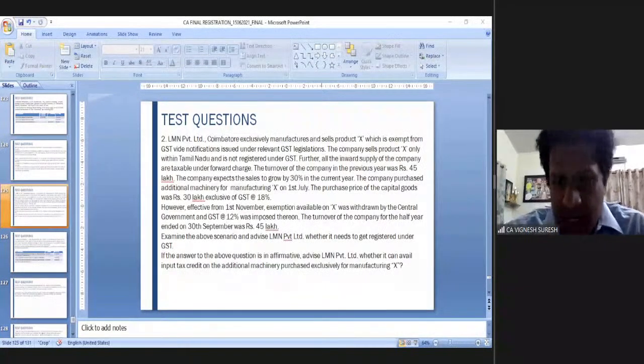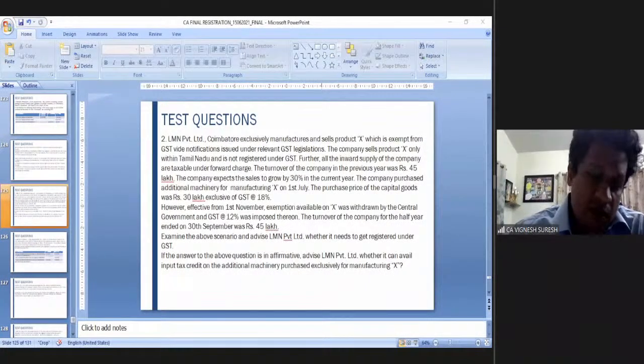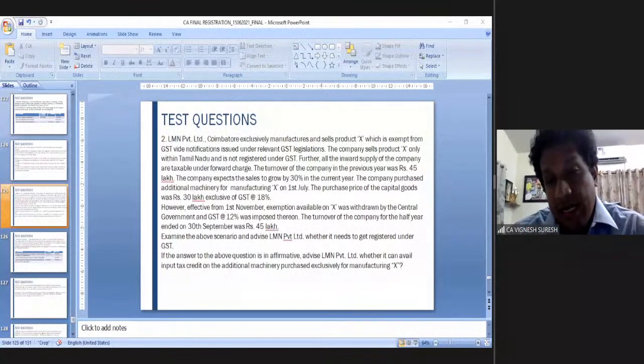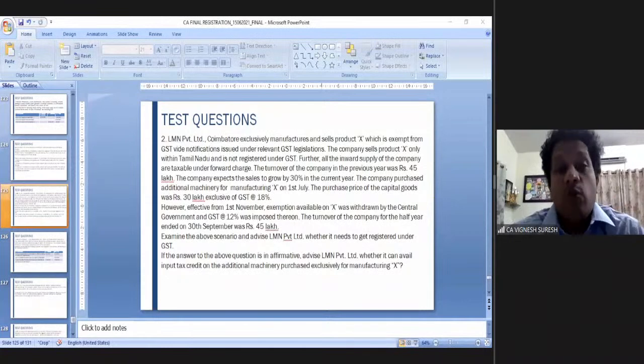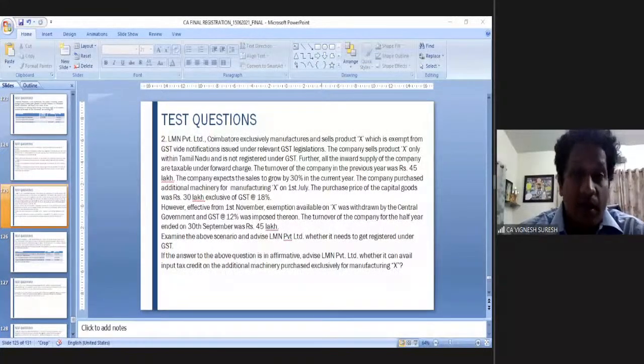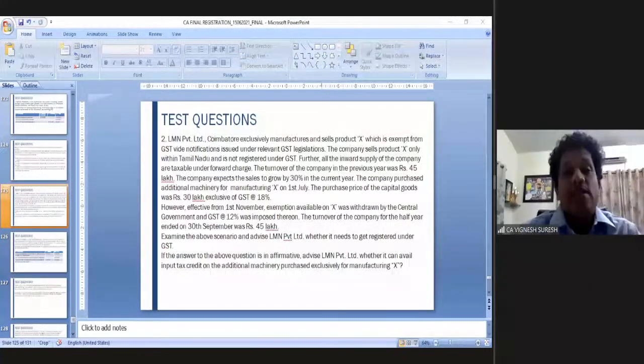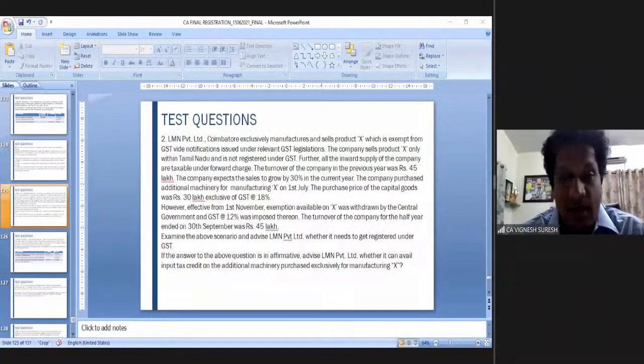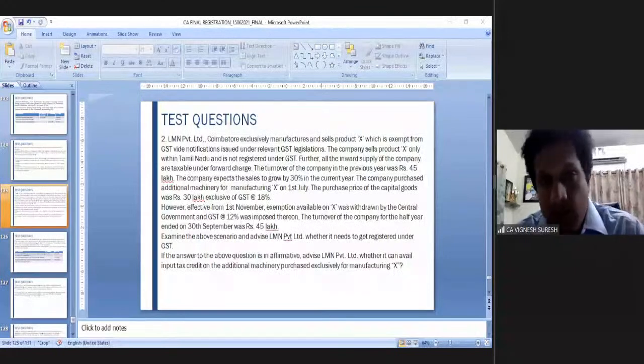It can avail ITC on a proportionate basis. ITC on a proportionate basis will come only if the respective good was taxable. But in this case, at that point of time, it was exempt. However, in the input tax credit chapter, you'll get more clarity on this. The second part of the question is related to that particular topic.